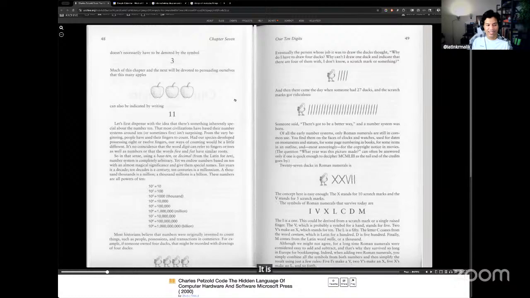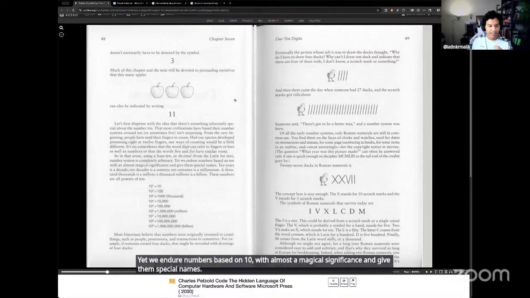It is no coincidence that the word digit can also refer to fingers and toes, as the words five and fist have similar roots. So, in that sense, using a base 10, or decimal, from the Latin for 10, number system is completely arbitrary. Yet we endow numbers based on 10 with almost a magical significance and give them special names.